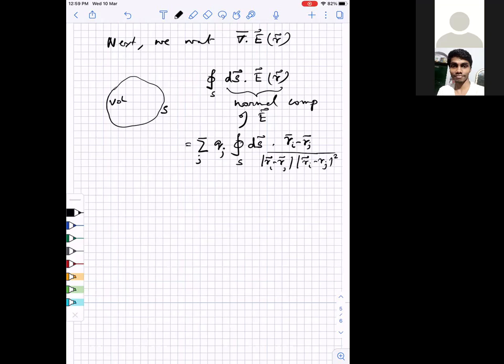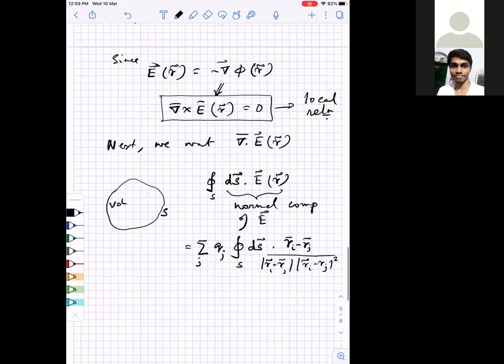Sir, the earlier relation that you wrote, del cross E of r, curl of E zero, I do not get why it is completely local. Even in this case, if I change my distribution, the electric field at each point will change, right? At each point, that's the whole point. Not at r_i only. It doesn't say anything about r_i at specific points. It is at each point.